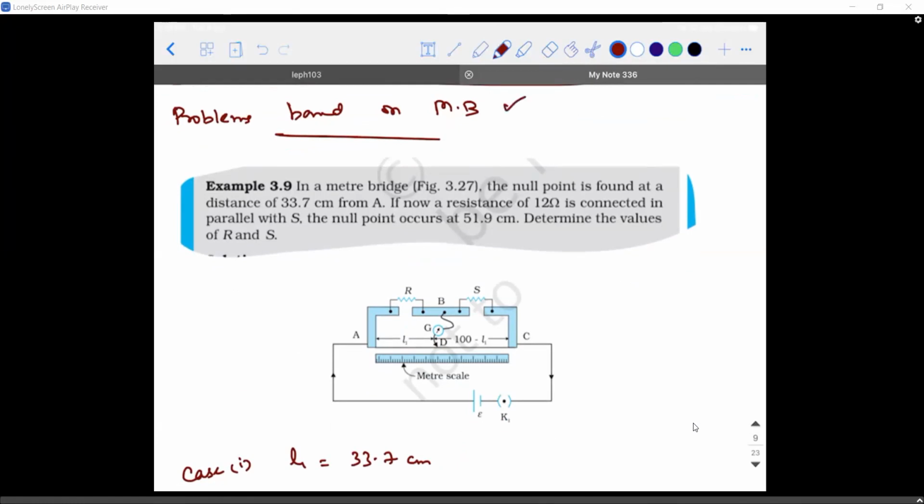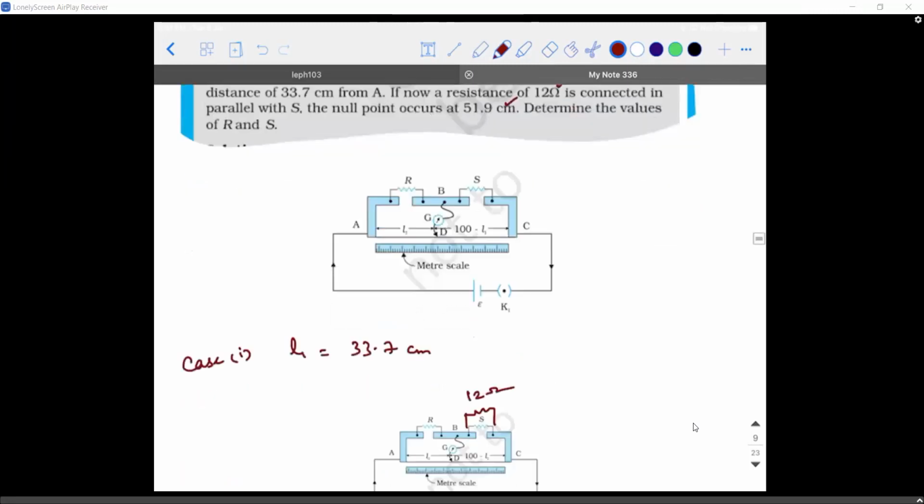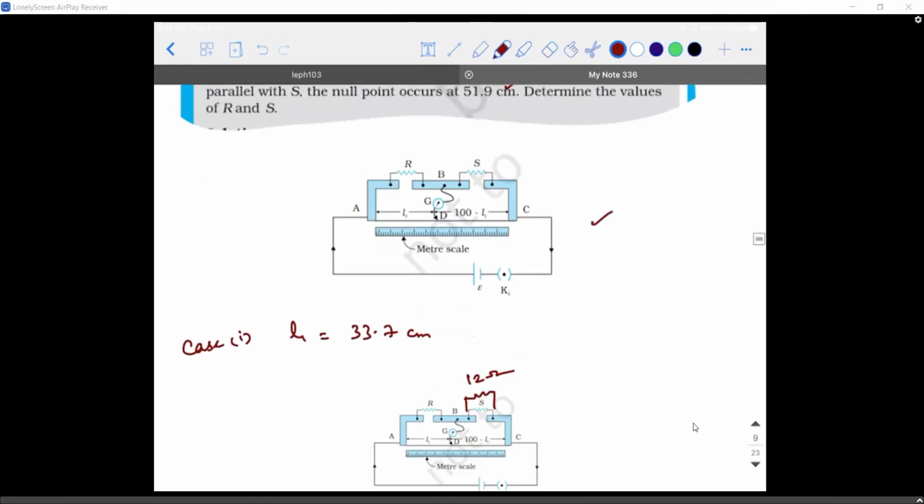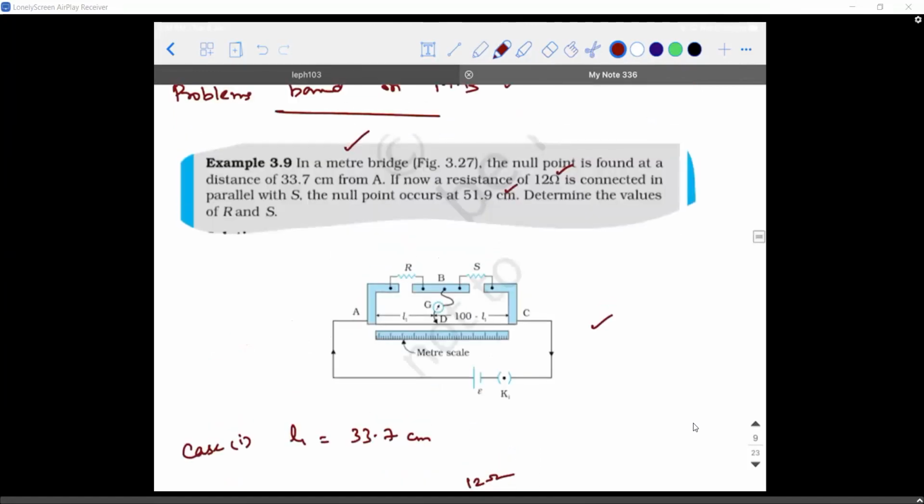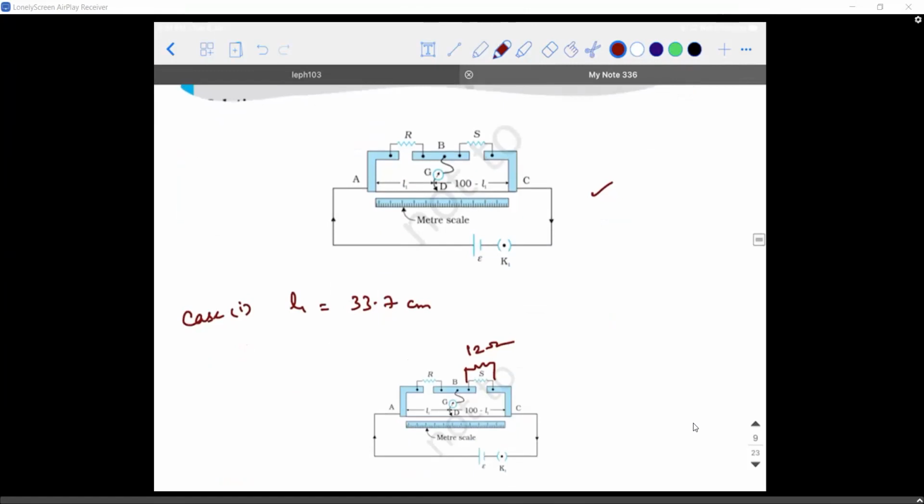Okay. So problem based on meter bridge. In a meter bridge, the null point is found at a distance of 33.7 centimeter from A. If now a resistance of 12 ohm is connected in parallel with S, the null point occurs at 51.9 centimeter. Determine the values of R and S. So this is the question 3.27. This is the figure.